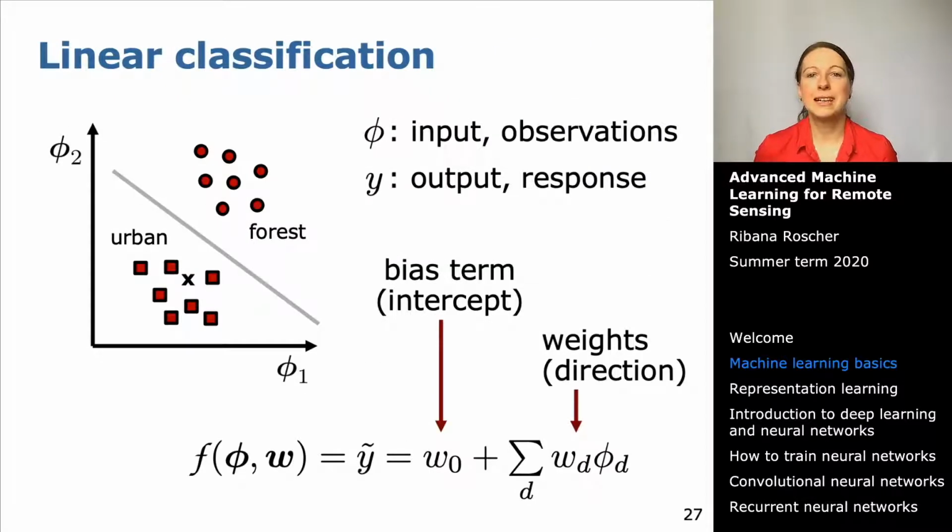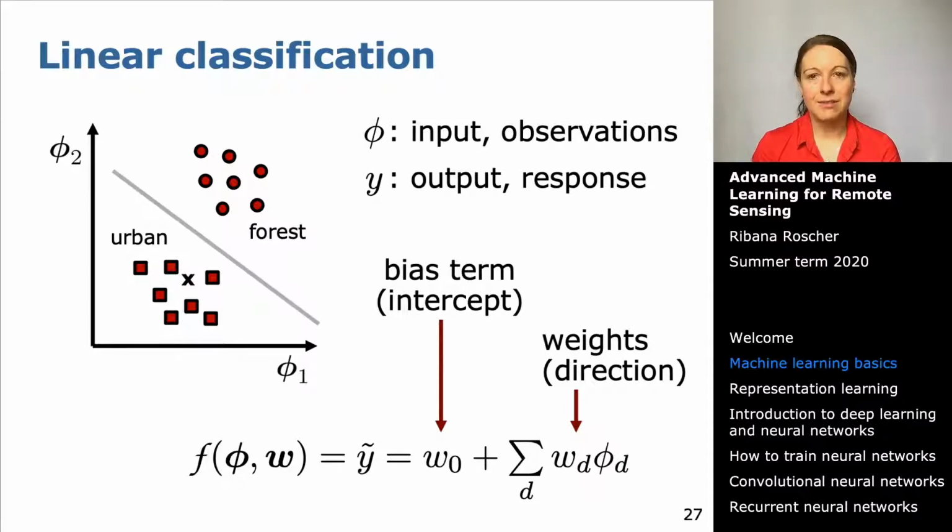So let's have a look at linear classification. Linear classification means nothing else than you find a linear decision boundary between the classes you want to separate. And in this example here, you have given input features phi 1 and phi 2. So you have a two-dimensional classification task, and you have given output labels. In this case, you have the class labels urban and forest.